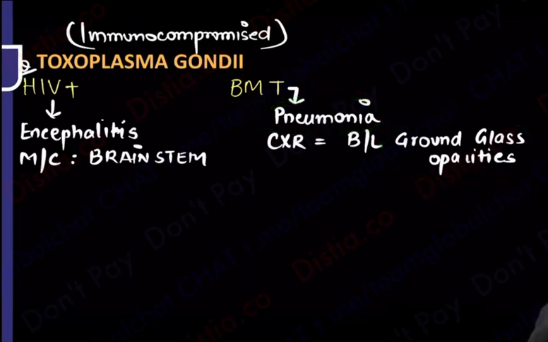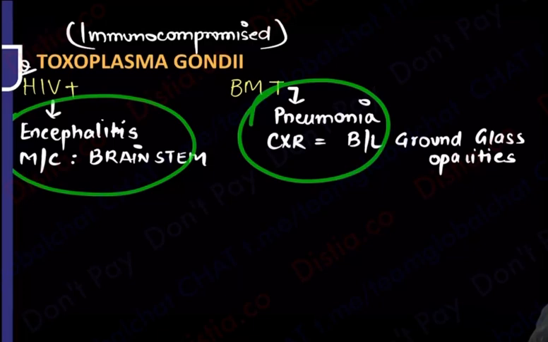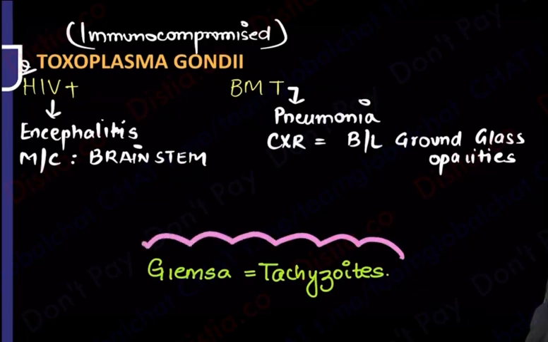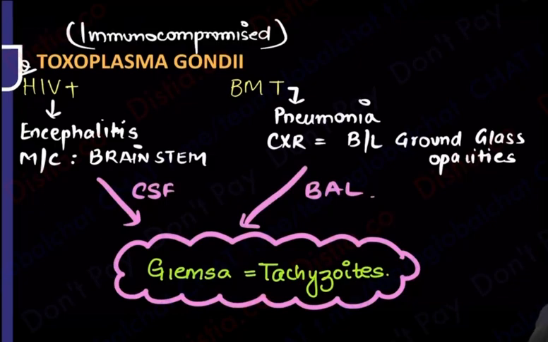So how do I confirm whether I'm dealing with a CSF sample or a bronchoalveolar lavage, a sputum sample? How am I going to confirm? I'm going to confirm with the help of a Giemsa stain, which will show me tachyzoids. Please remember, I will see tachyzoids in toxoplasma. That is going to be my confirmation whether I'm dealing with a CSF sample or a bronchoalveolar lavage. So now I've done three things.